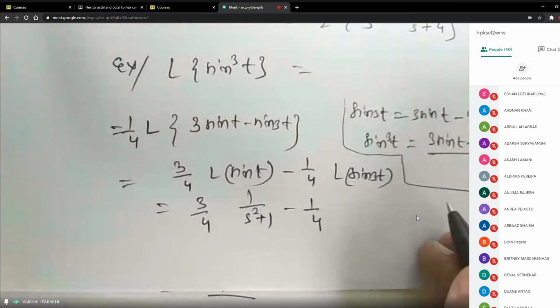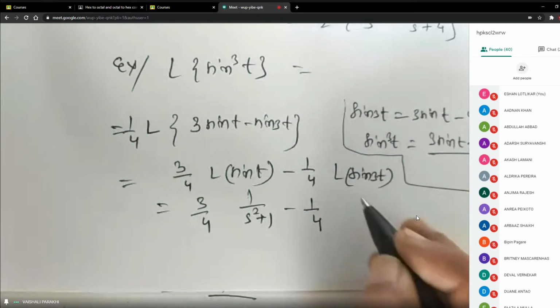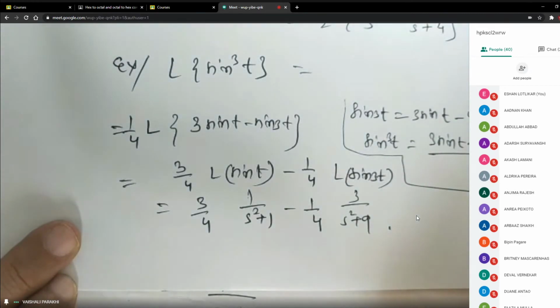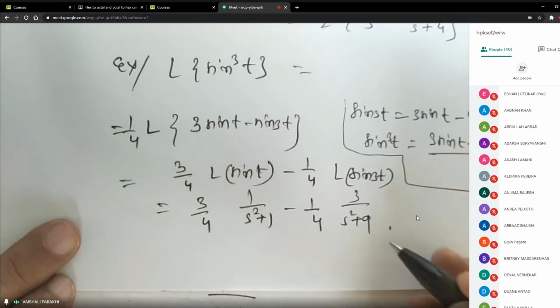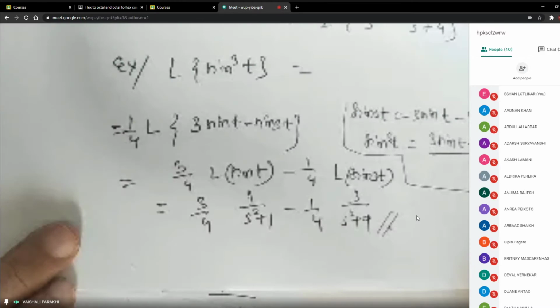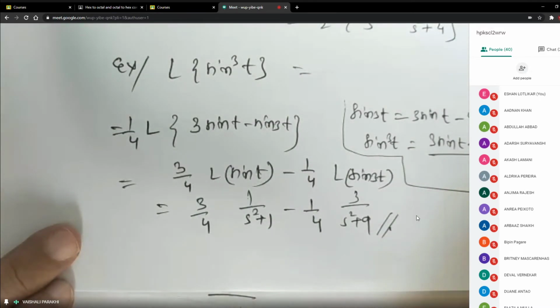Vidula, can you tell what is Laplace of sine 3t? 3 upon s square plus 9. Okay, that's all right. So this is your Laplace transform of sine cube of t. If you want to simplify, you can take out 1 by 4, then cross multiply and all, if there is something else to do in the next step.